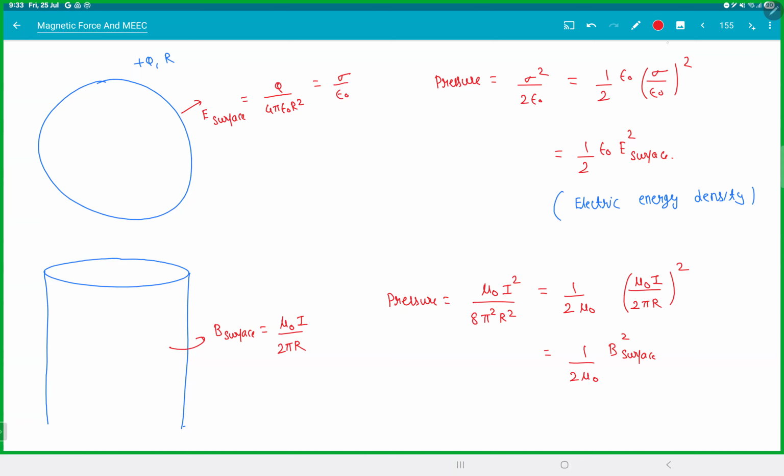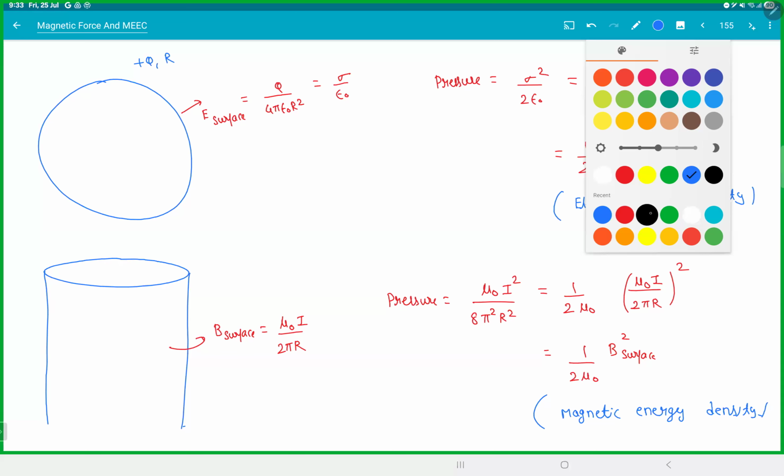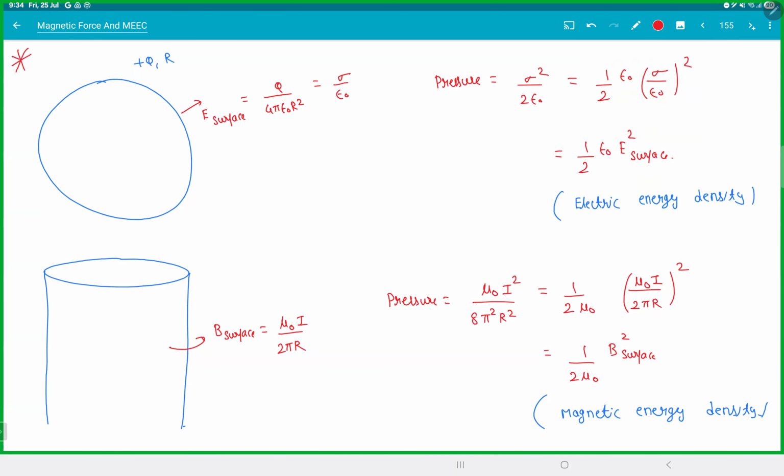So in the next chapter we will study, this is nothing but magnetic energy density. Even magnetic field is a form of energy. This is the amount of energy stored in the form of magnetic field per unit volume. Do remember this thing. You can skip the integration. Saves you a lot of time in the exam. But only for hollow shells.